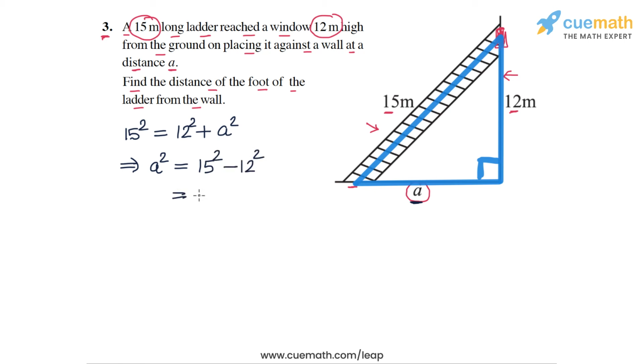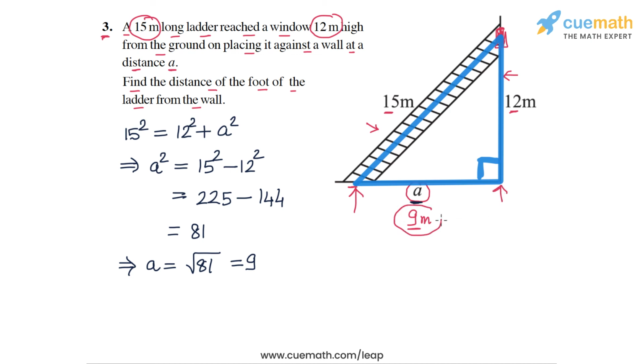Now 15 square is 225 and 12 square is 144. So we get 225 minus 144, which is equal to 81. So A square is equal to 81, and this means that A is equal to root of 81, which is equal to 9. So the value of A, the length A, is 9 meters, and this means that the foot of the ladder, this point, foot of the ladder, is at a distance of 9 meters from the wall. So the answer for this question is 9 meters, and this completes question number 3.